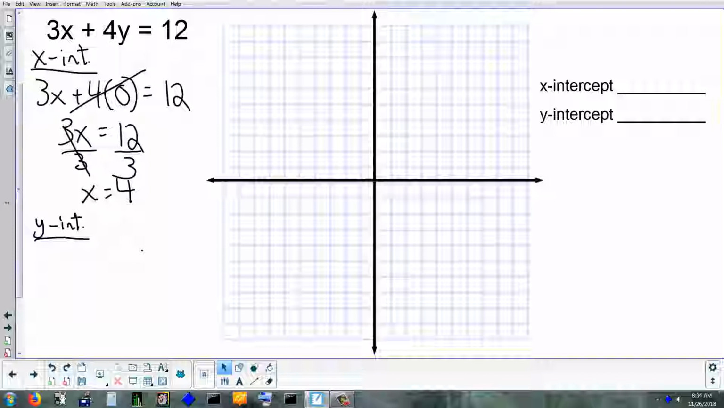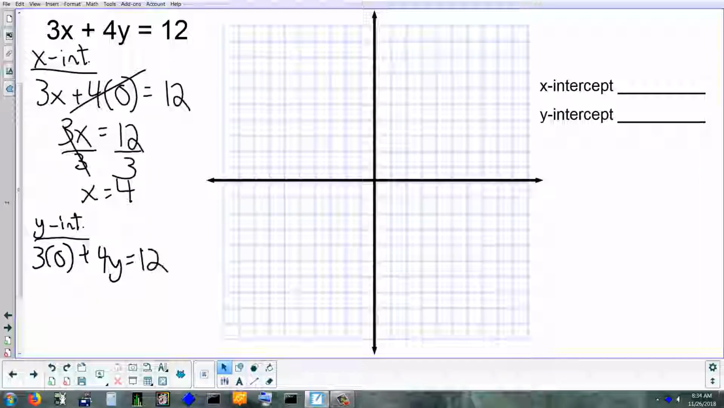Somebody want to tell me what I should write? What am I going to write this time? I just solved for the x-intercept. Now I'm going to solve for the y. Matt? You're going to put 3 times 0. Okay. Plus 4y equals 12. There it is.